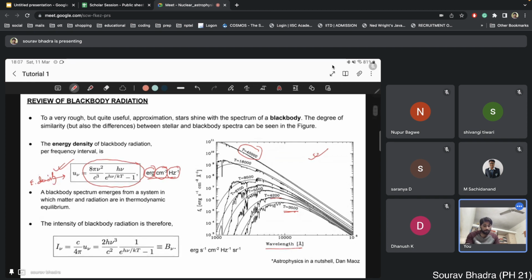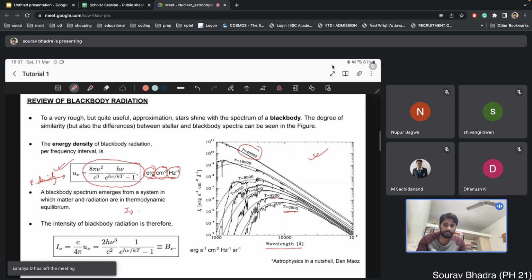From this energy density we can calculate the intensity of the black body or the star. The intensity is calculated by d u nu by d omega, which is the differentiation of this energy density with respect to solid angle.